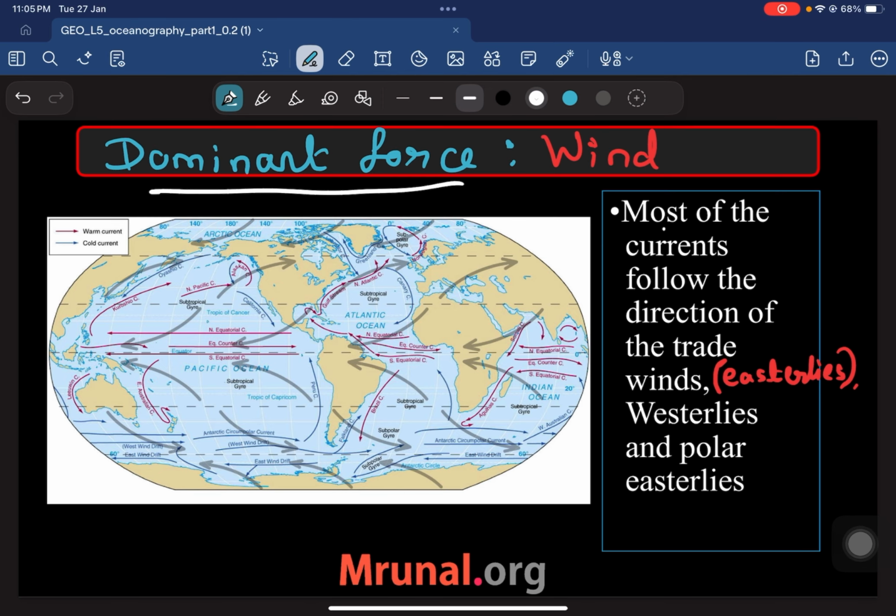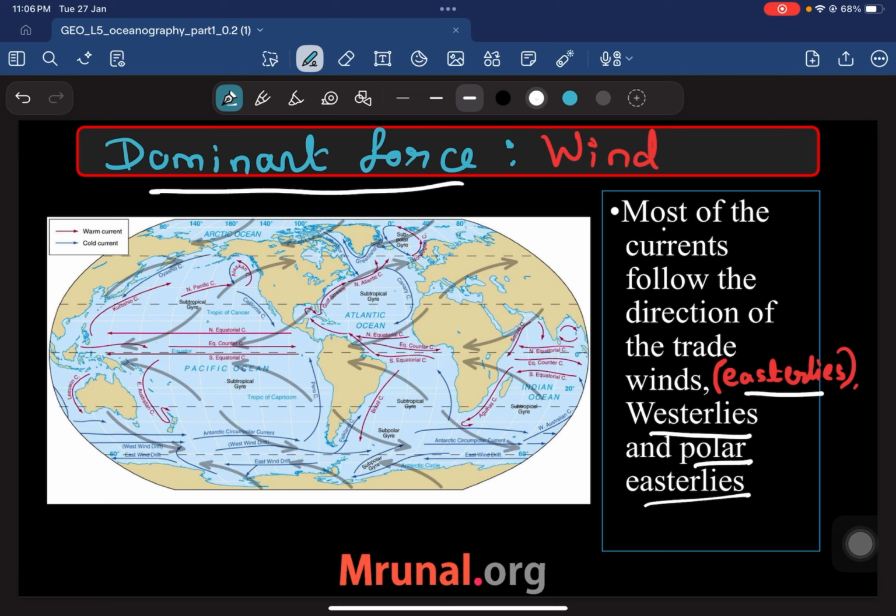Most currents follow the direction of trade winds. These trade winds mean easterlies, westerlies, polar easterlies. What are these trade winds or easterlies, westerlies, polar easterlies? It means winds. What is the meaning of wind? Horizontal movement of air is called wind. Okay, horizontal movement of air is called wind.